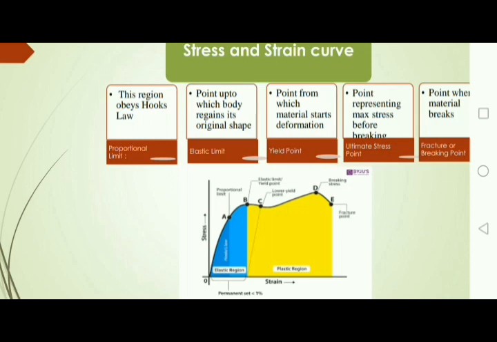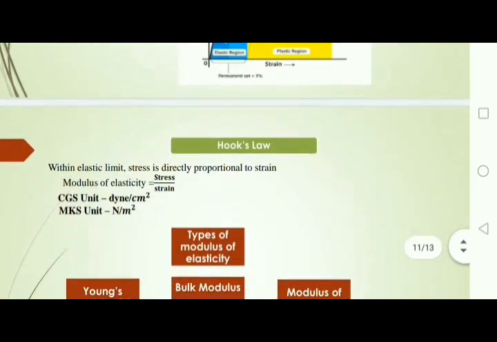Next, the ultimate stress point. What is ultimate stress point? The point representing maximum stress before breaking is the ultimate stress point. And last is E, that is fracture or breaking point. The point where the material breaks is the fracture point or breaking point.